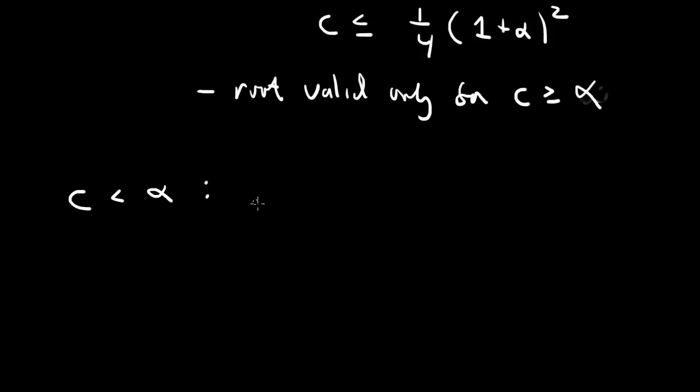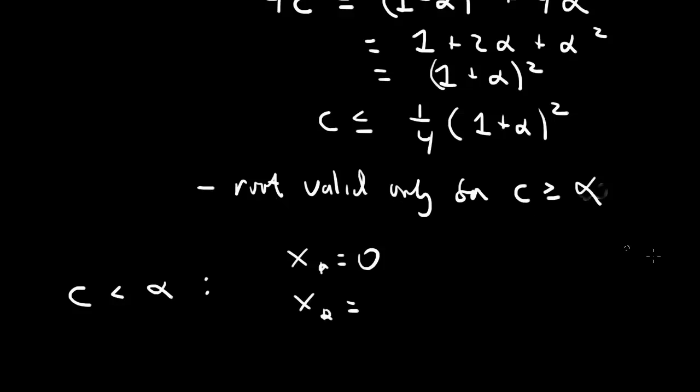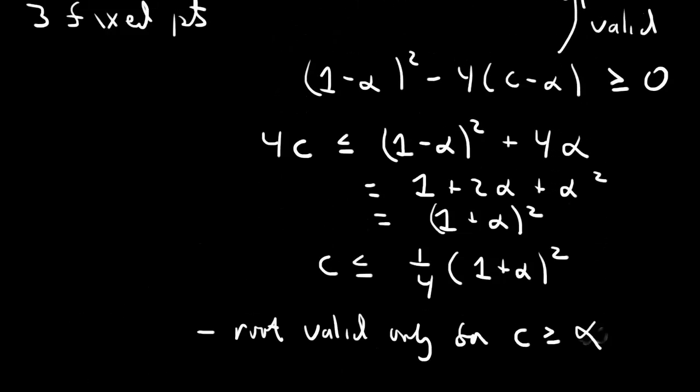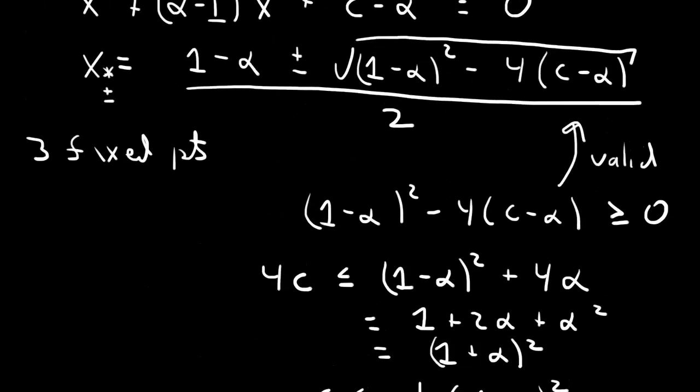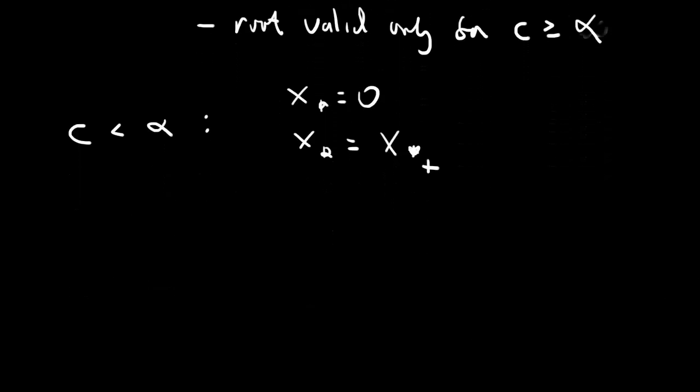We have 3 roots, right? We have x star equals 0, and we have only 2 roots because we don't have the minus root, we have the plus root. So we have x star plus. So let me just write that as x star plus. Okay? When c is smaller than alpha.